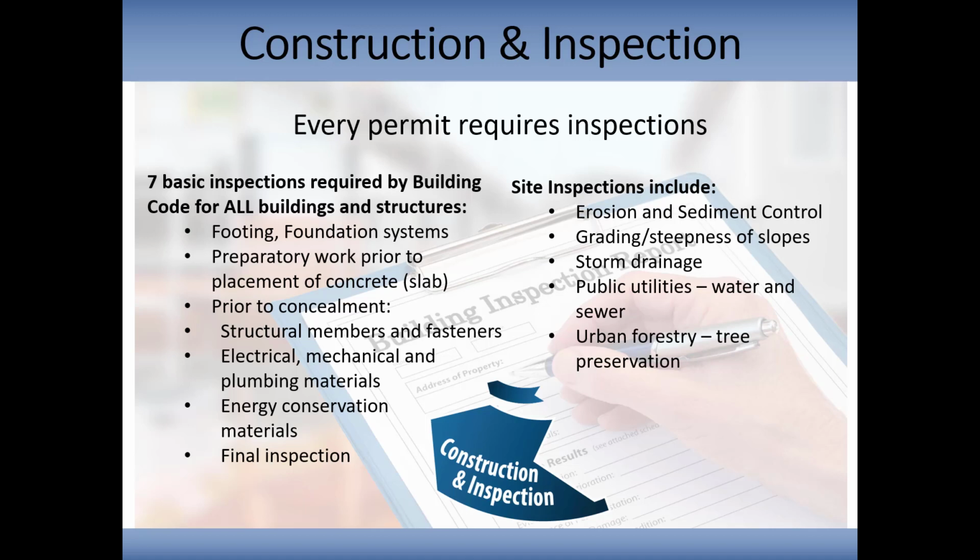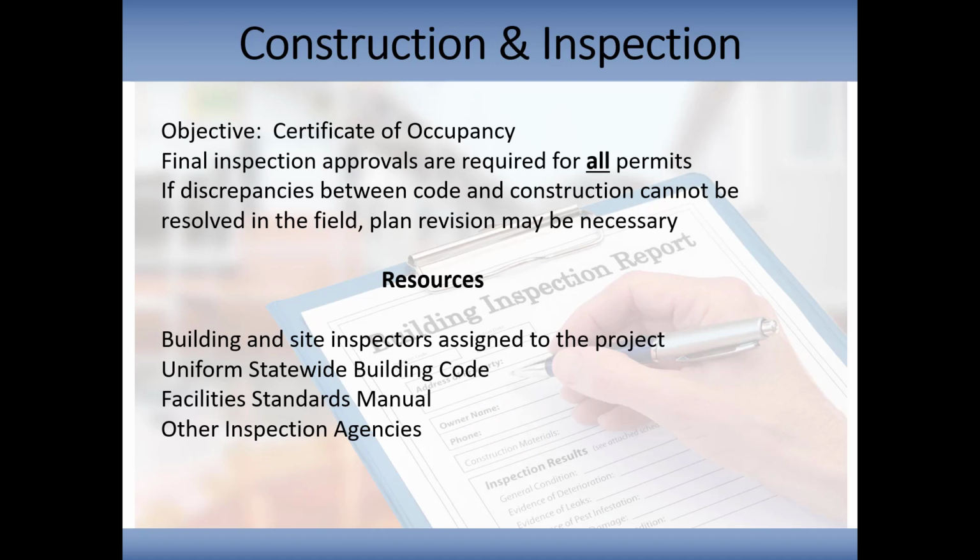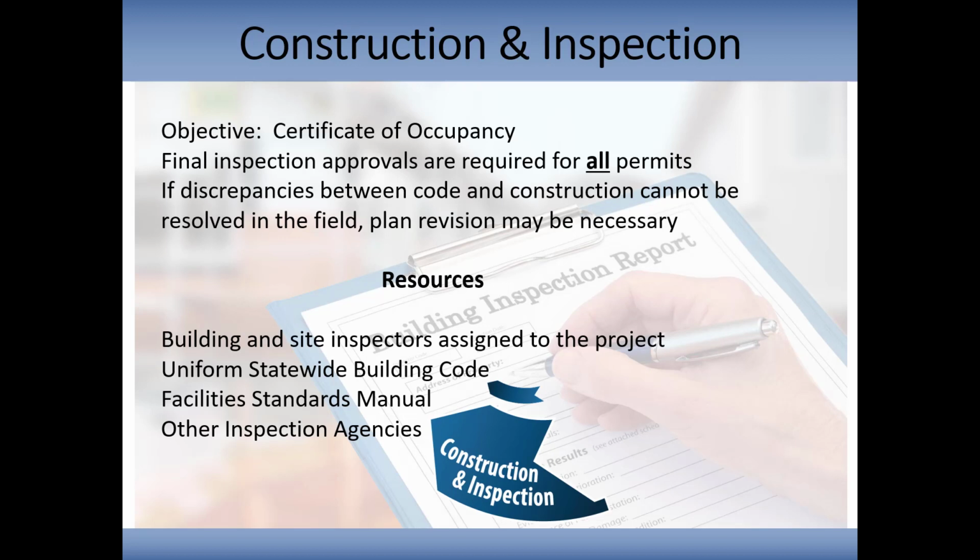Site inspections include erosion and sediment control, grading, steepness of slopes, storm drainage, public utilities such as water and sewer, and urban forestry and tree preservation. Every permit requires a final inspection. The objective is to obtain a certificate of occupancy, sometimes referred to as an occupancy permit. This occurs after all final inspections are approved. The certificate of occupancy allows the end user to legally occupy the building.